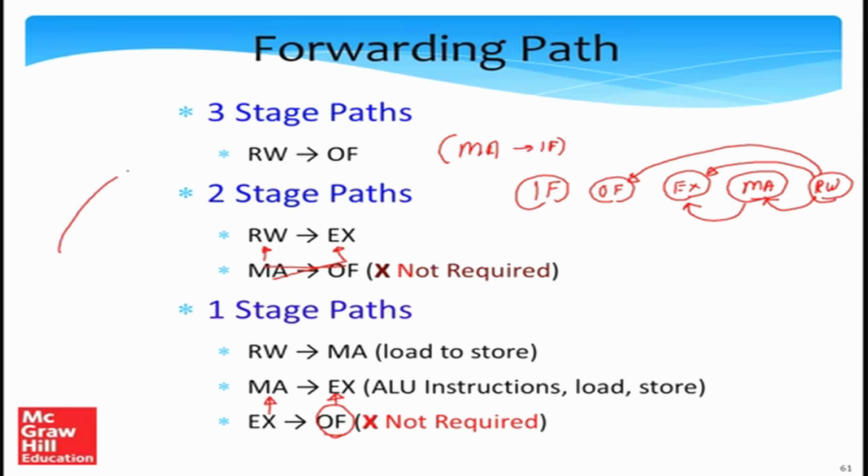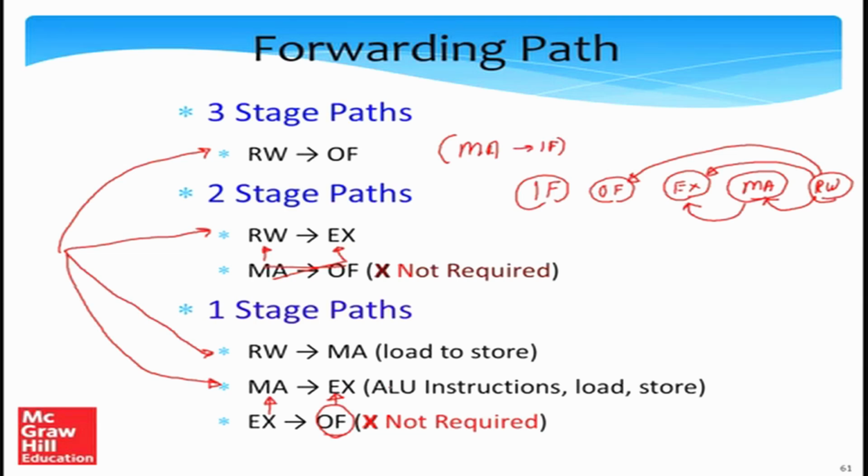So to summarize, we might not be in a position to appreciate these things completely as of now, but gradually over time we will appreciate forwarding much better. So we will have only four forwarding paths in our design. We'll have one path from RW to OF, one from RW to EX, one from RW to MA, and one from MA to EX. So let's take a look at examples.